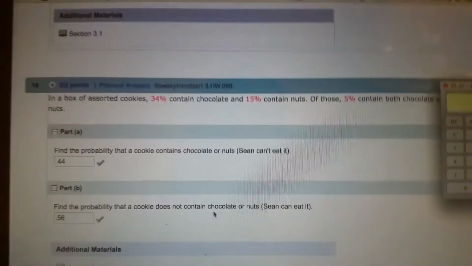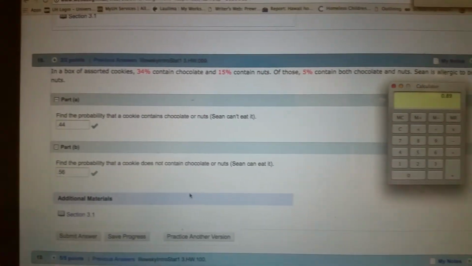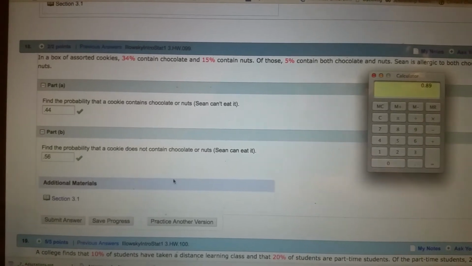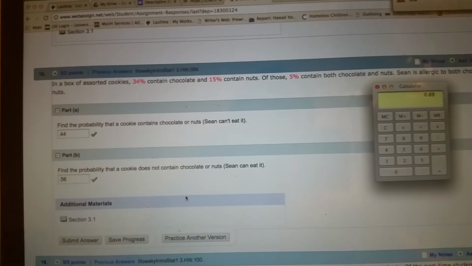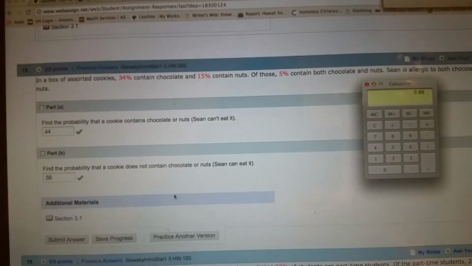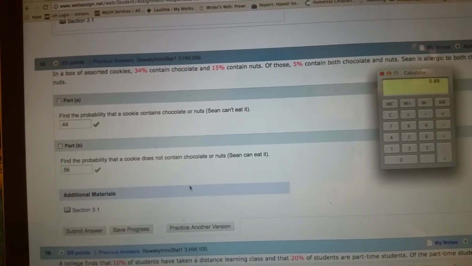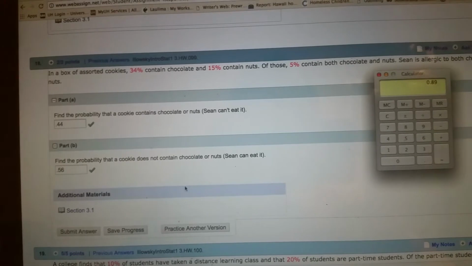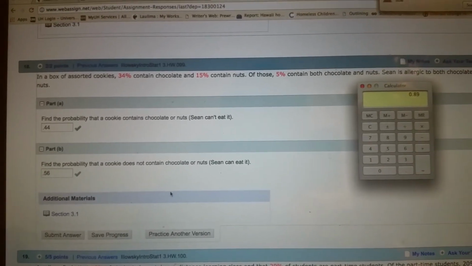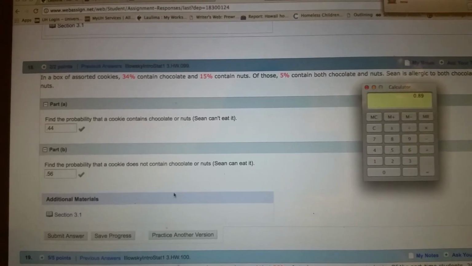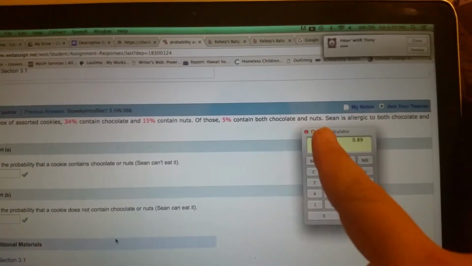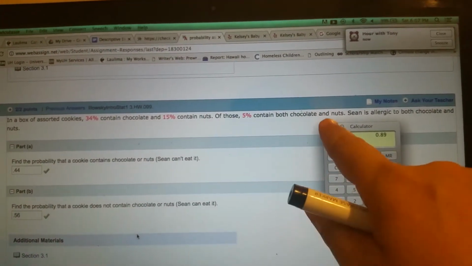Okay, simple. In a box of assorted cookies, we've got 34% contain chocolate cookies. I'm going to put a C for chocolate, and that would be 0.34. And then 15% contain nuts. I put an N for nuts. I got 0.15 for me. Then we've got 5% contain both chocolate and nuts.